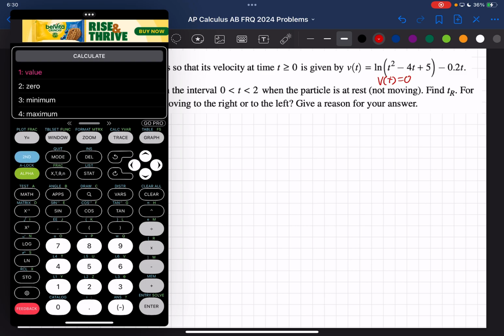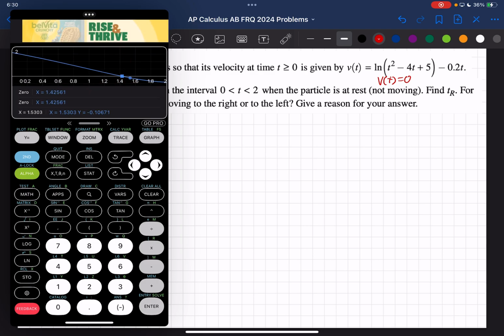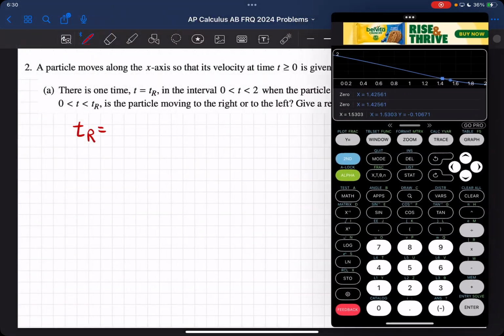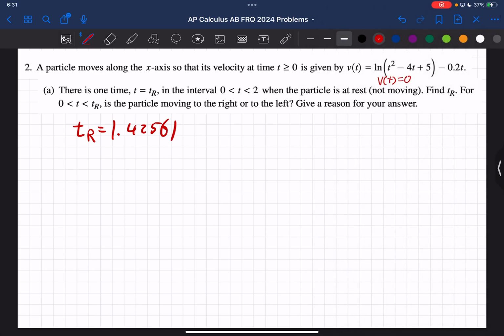So I go to second trace, find my 0. So I set my left bound over to here, and then I go over, and then I have my right bound to the right. And then there is my 0, 1.42561. So that is my value for t. 1.42561. So I'll be back here in a moment.